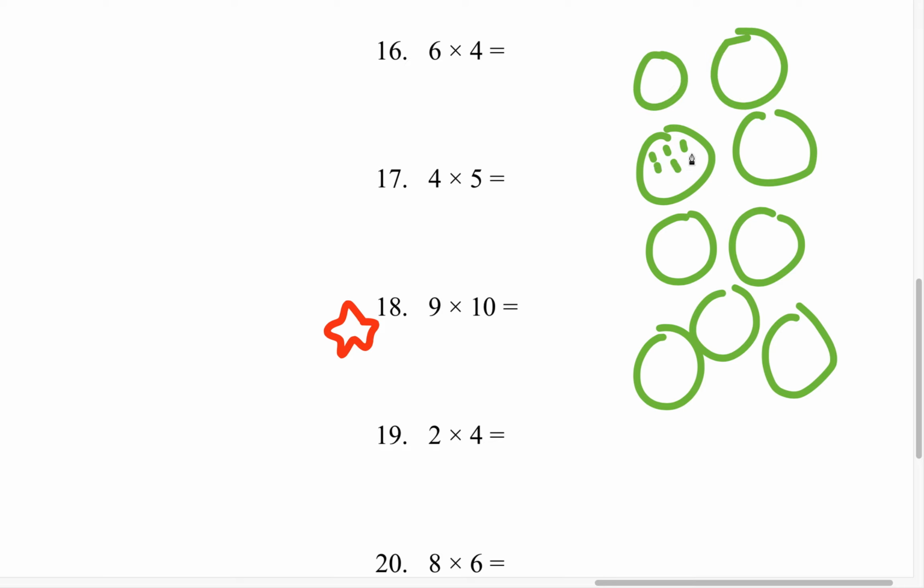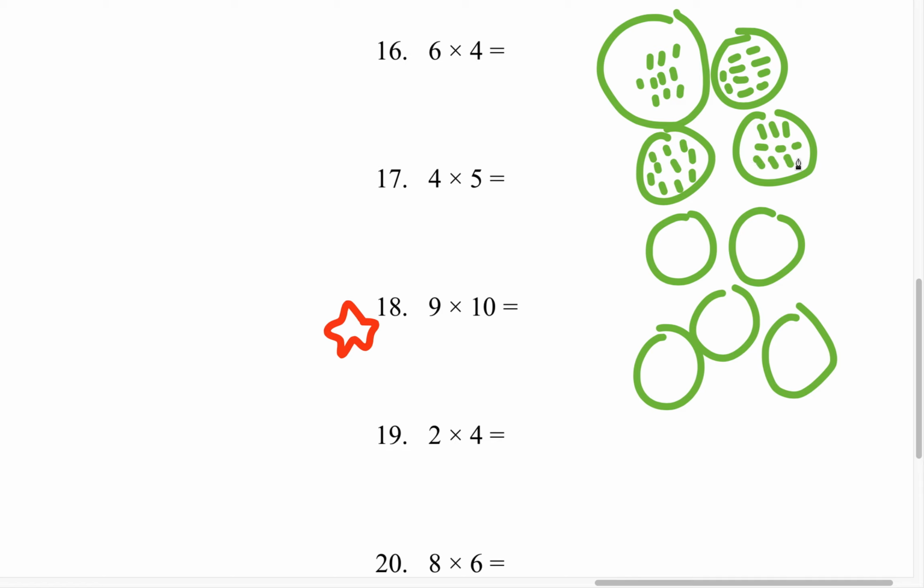So, 1, 2, 3, 4, 5, 6, 7, 8, 9, 10. Then 1 through 10 again, and again for each group. Basically, fill all of these and then count them. Or you could count by tens if you're good at that.